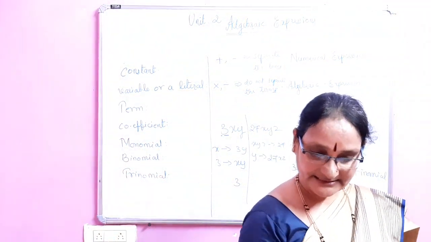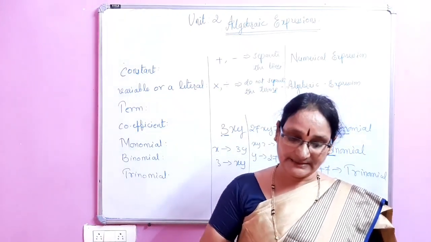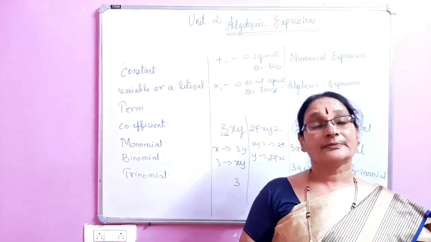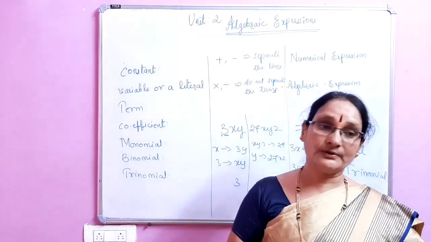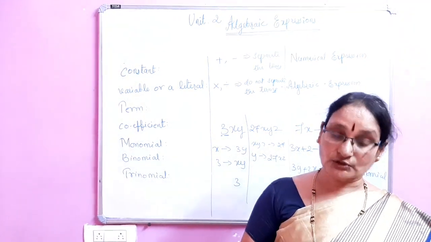Now let us understand how to classify these as constants, variables, monomials, binomials, trinomials in exercise 2.1. I hope you all understood this and can solve exercise 2.1.